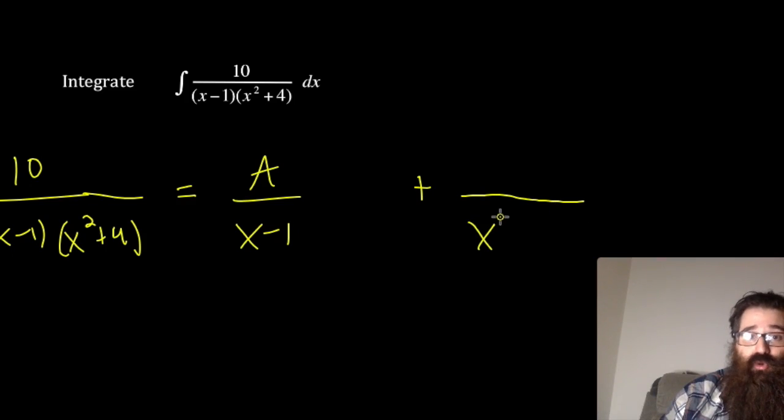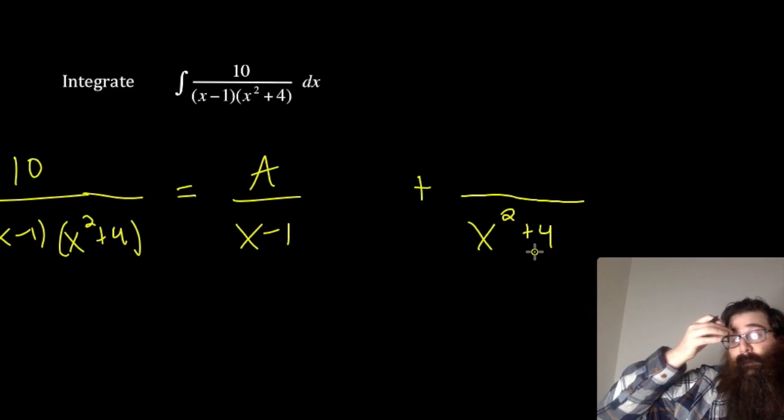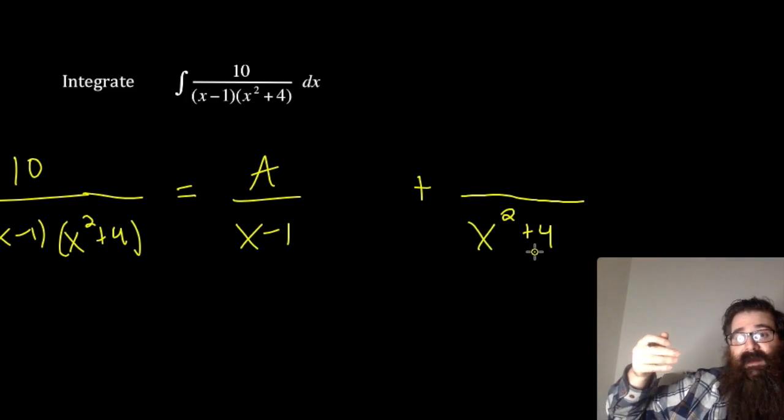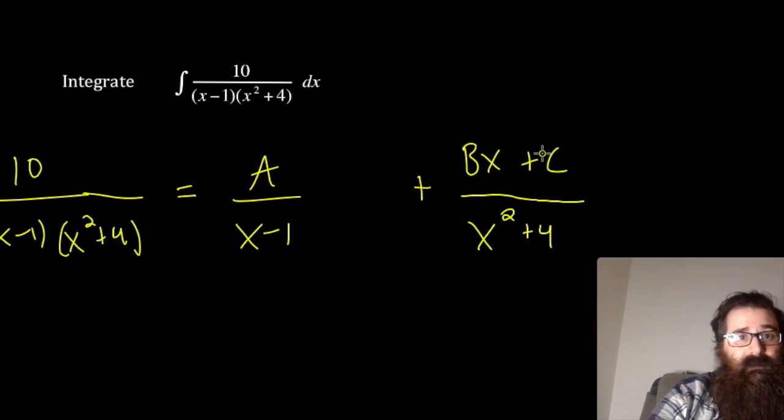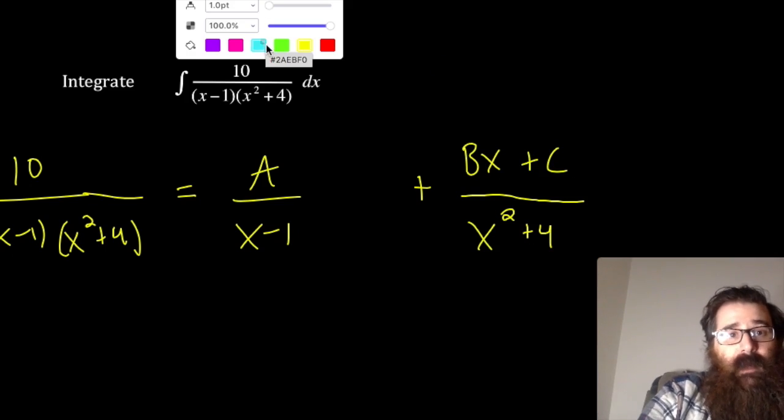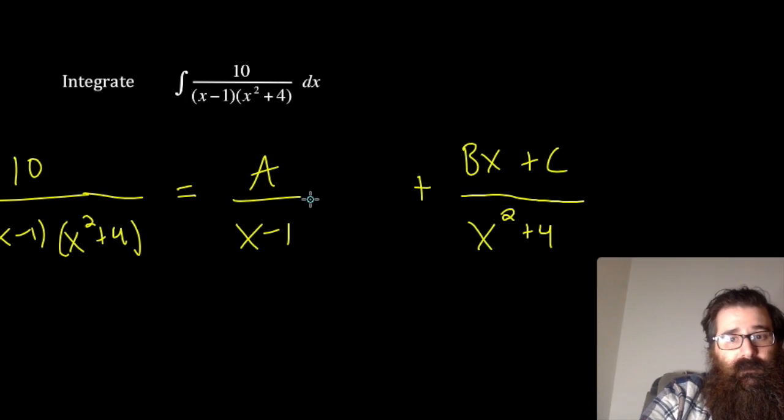I want you to notice that this is different than if I had something like x plus 4 quantity squared. That would be something that's linear with multiplicity. This is not linear, this is quadratic and cannot be factored. So what I have to do in this case is I can't get away with a constant on top. I need something of 1 degree less on top. So I need something linear on top. So I need some generic linear term, Bx plus C. And this is how my partial fraction decomposition is going to look.